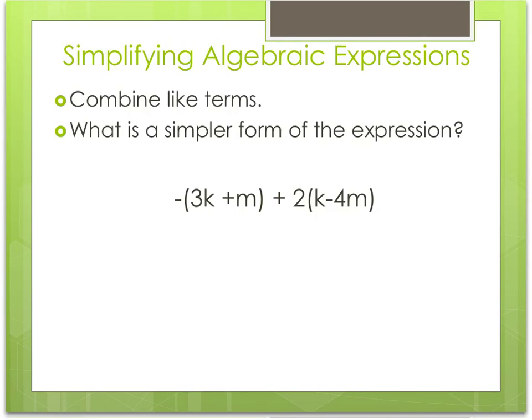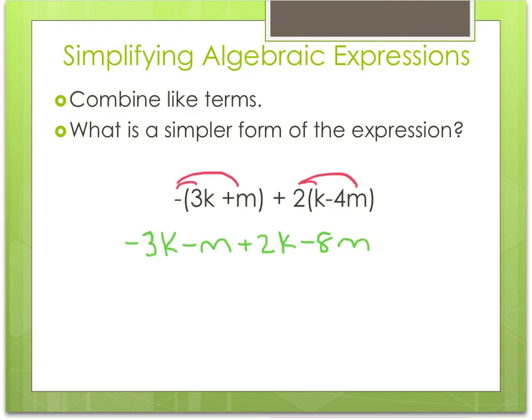Alright, so here we want to do the same thing. We want to combine like terms, but before I do that, because of these parentheses, I have a little bit of work to do. I need to do some distributing. So I'm going to go ahead and distribute this negative to each term and distribute this 2 to each term. So rewriting that, I get negative 3k minus m plus 2k minus 8m.